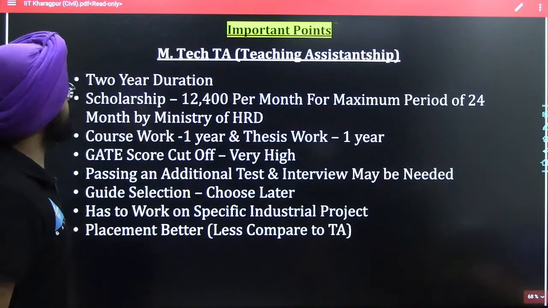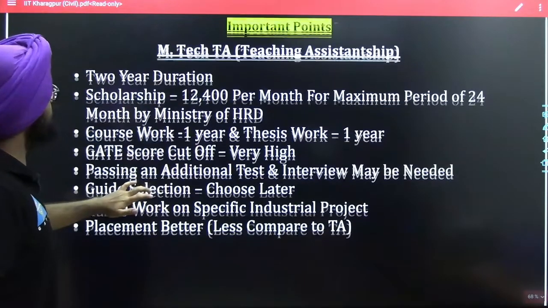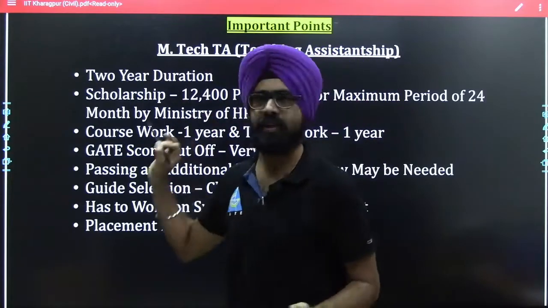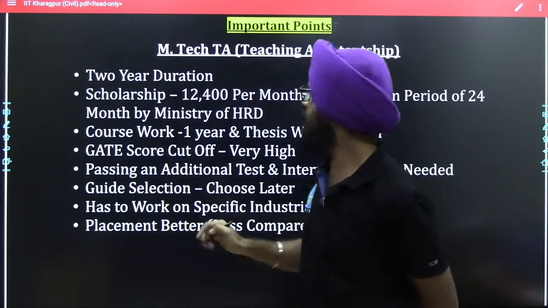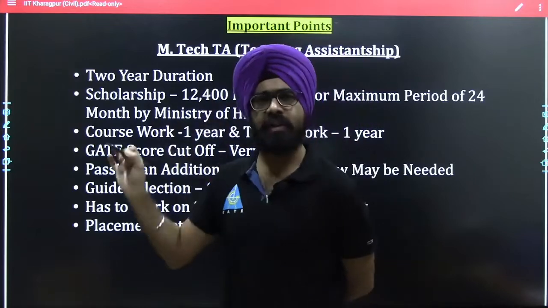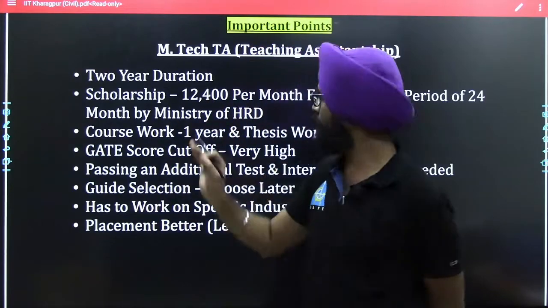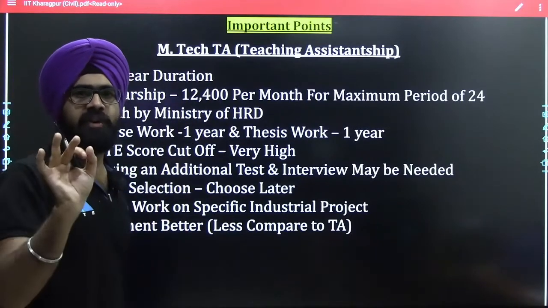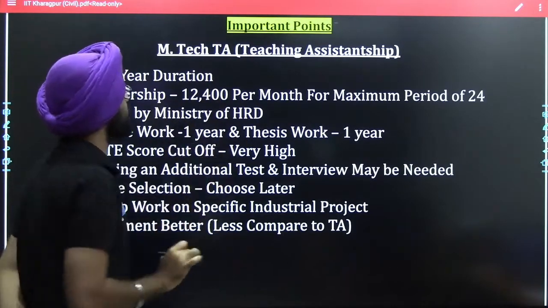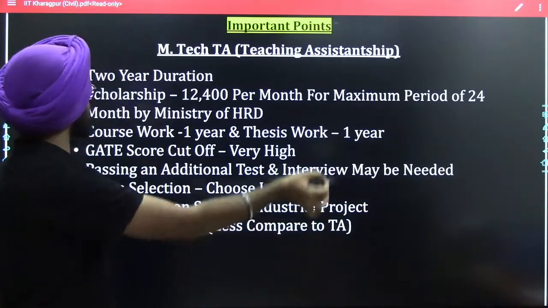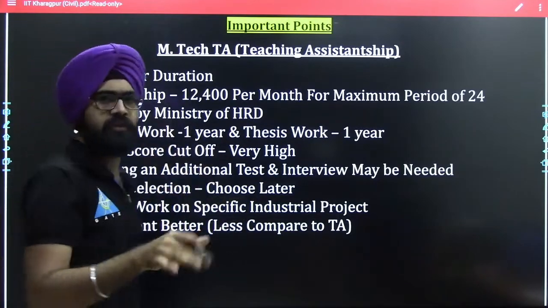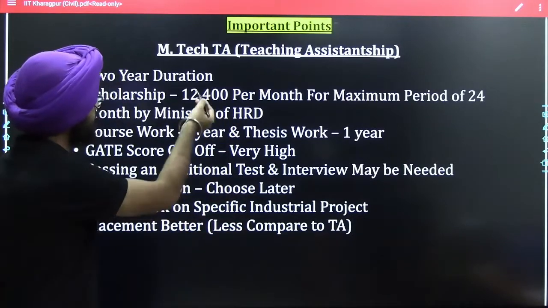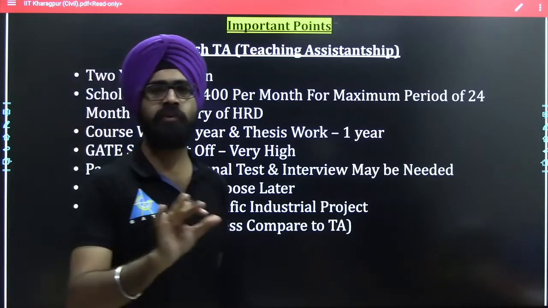Okay, this is the MTech teaching assessment. So definitely, if you're planning to do MTech, the course duration is 2 years. Each and every month you are getting a monthly stipend of rupees 12,400, which is indeed a good amount. You are going to get this stipend for a maximum period of 24 months, that means for 2 years, from the Ministry of MHRD. From MHRD you can expect this stipend, 12,400 every month.